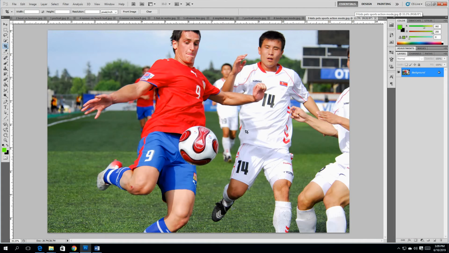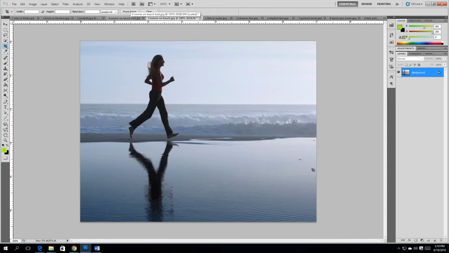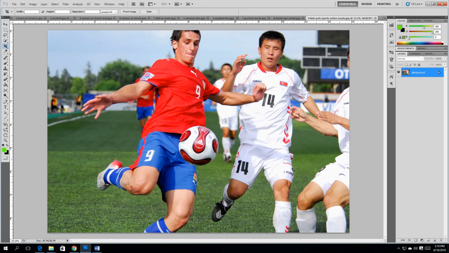Finally, we have kids, pets, sports, action, whatever your camera calls it. It's an automated mode that freezes time. So here we have this ball just floating in midair with no motion blur whatsoever in the middle of this game. With this one, once again, you're going to copy the runner on the beach example. Just have a friend run around in front of the camera and then try to time your shot so that you've got some space for them to run into and they're following the rule of thirds.